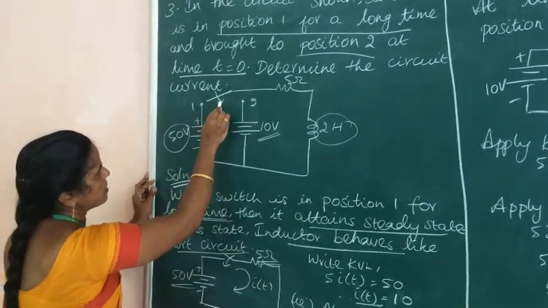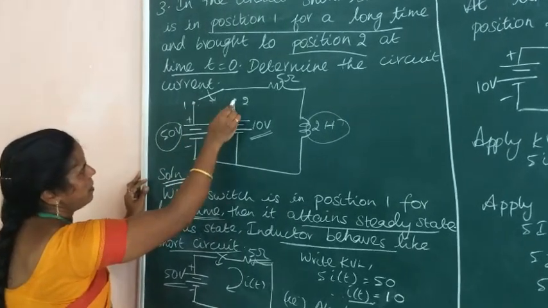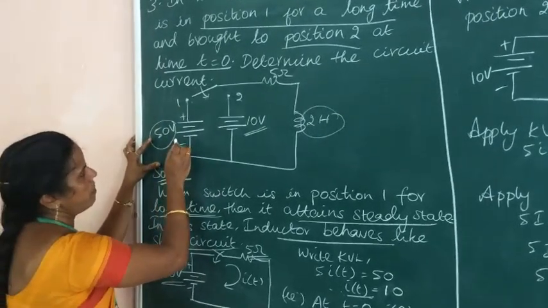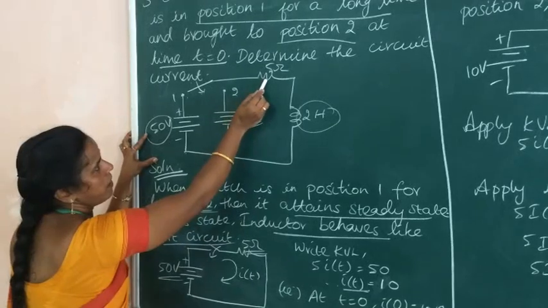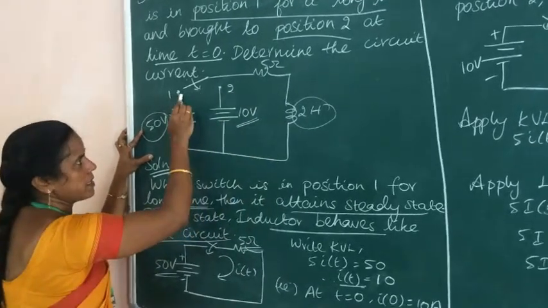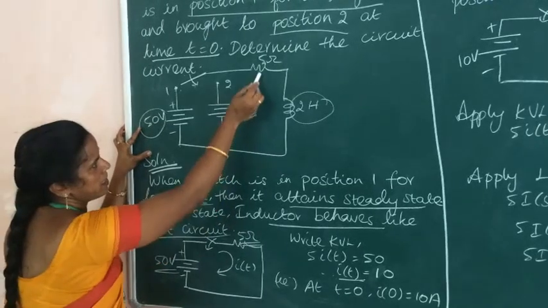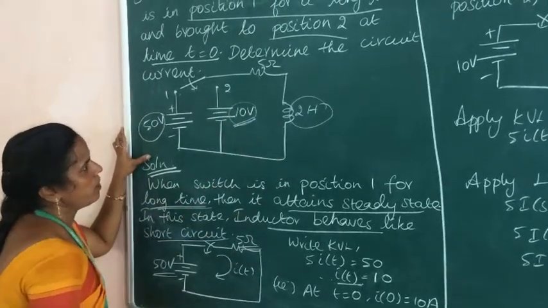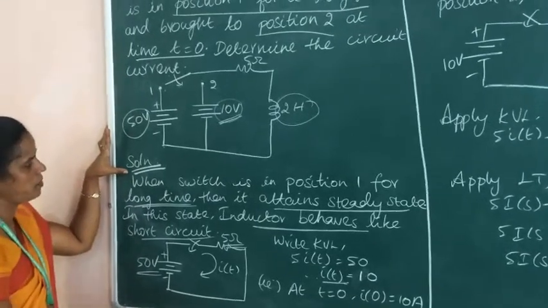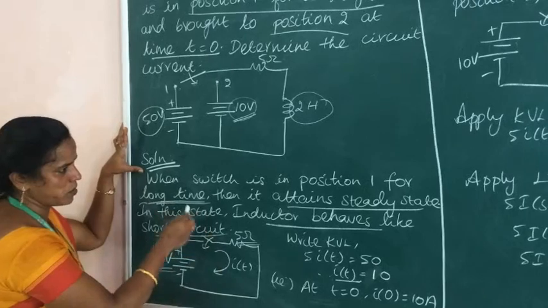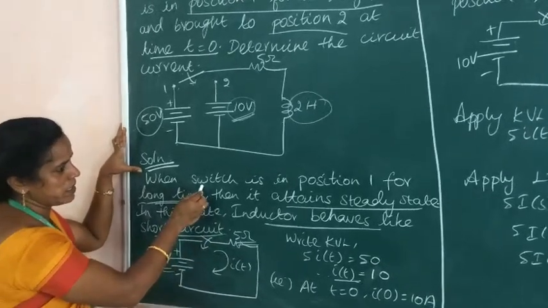So you have a switch, it is having two states. If it is connected in one position, a 50 volt battery is going to be connected in series with the given RL circuit, or if it is connected in the second position, this 10 volt source is connected in series with the RL circuit. So first case, we have to draw the simple circuit when the switch is in position 1.